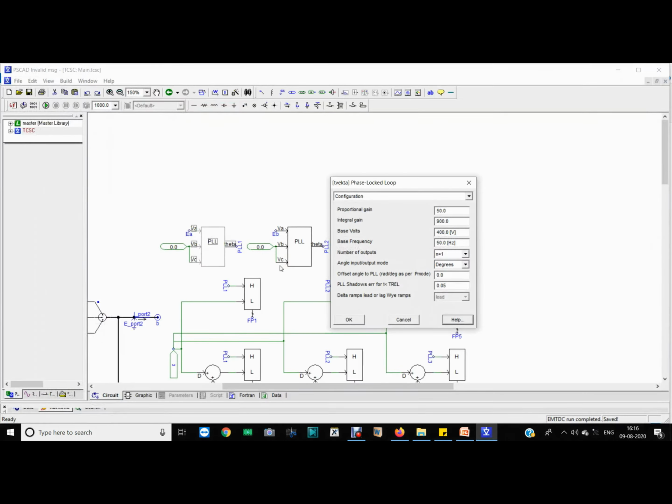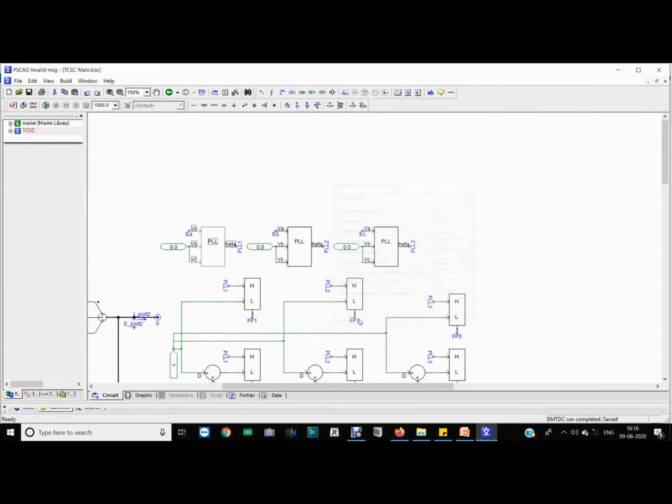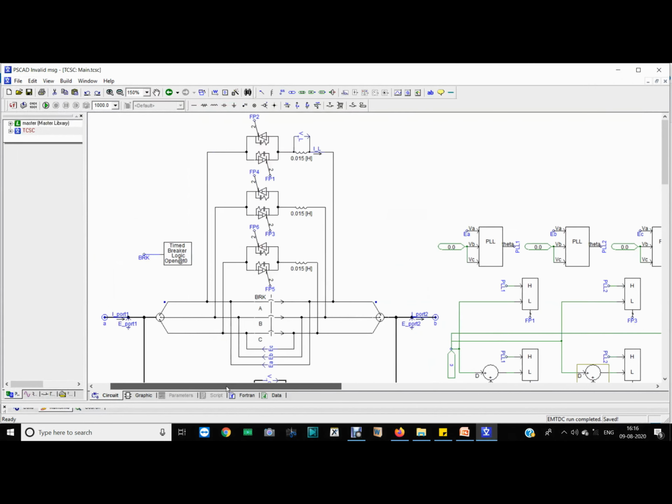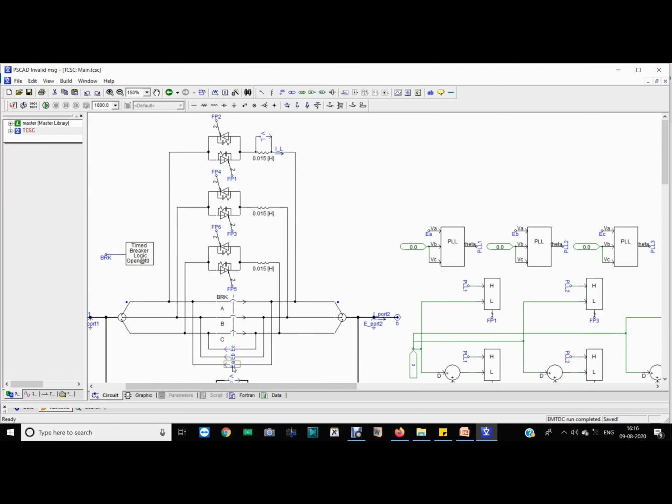So we have to generate a ramp signal from phase A. So we need to provide this VA as input, okay, and take VB and VC as 0, right?